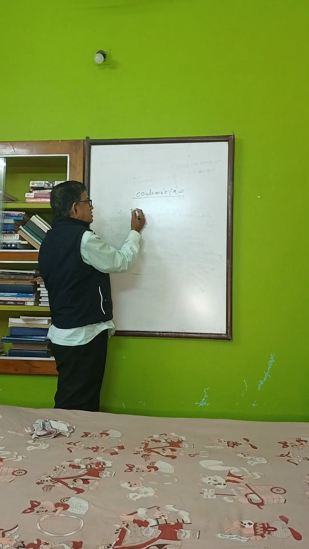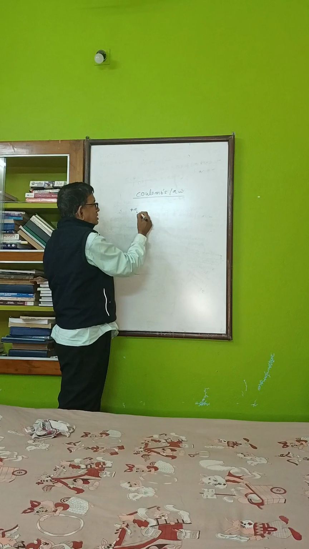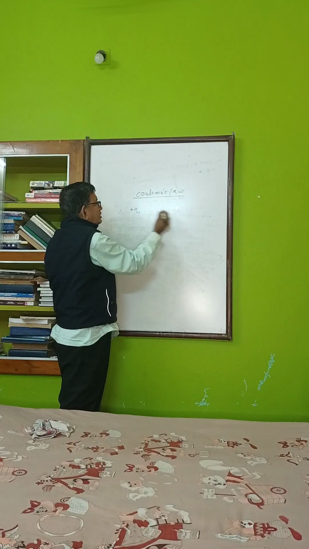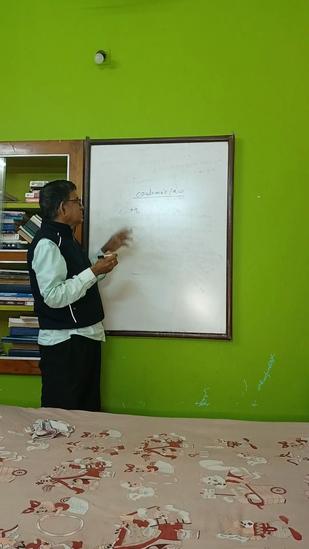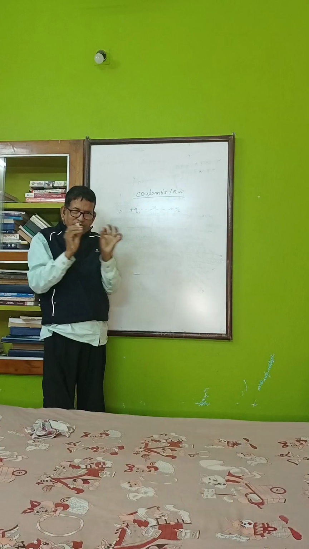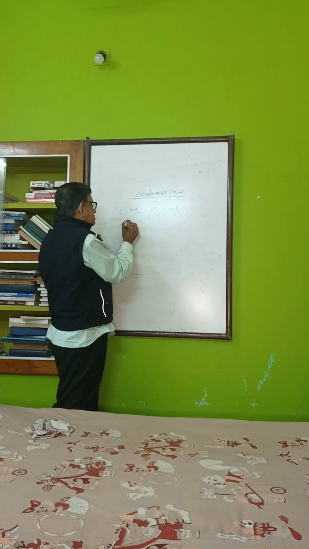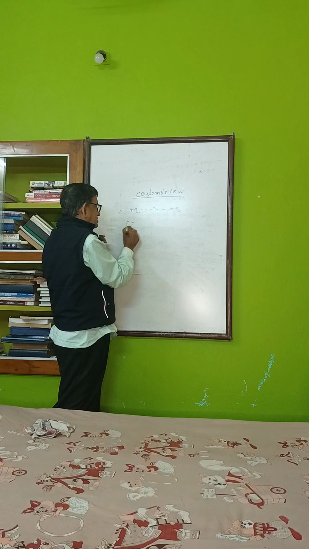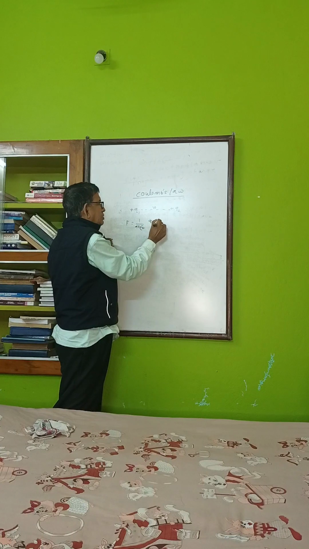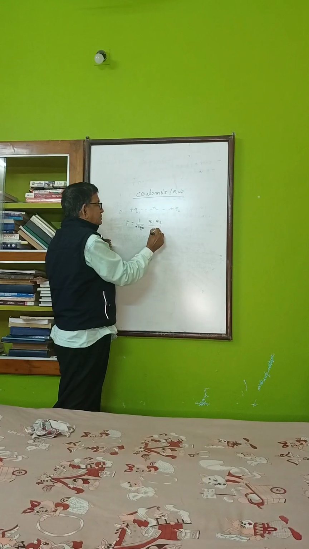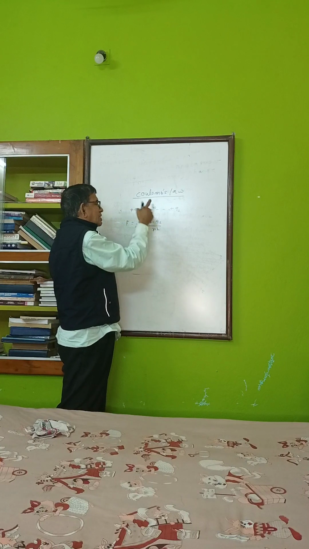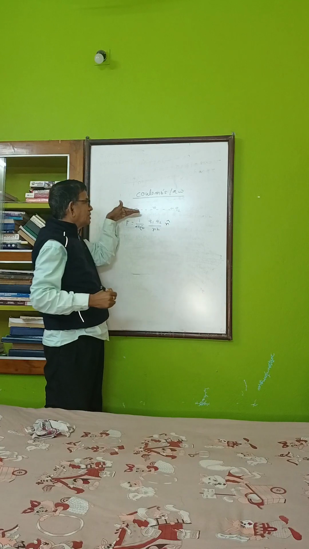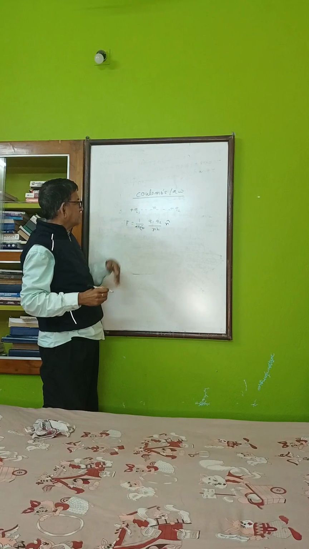Suppose there are two charges, Q1 and Q2, separated by a distance R. Since they are both positive, they will repel. The repulsive force between them in the SI system is 1 by 4 pi epsilon naught times Q1 Q2 by R square. In vector form, the direction of the force is always along the R unit vector, along the line joining the charges.